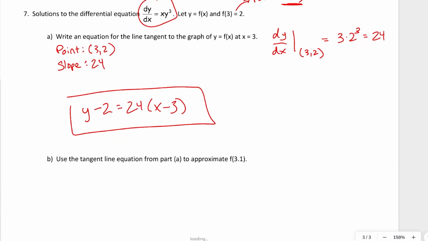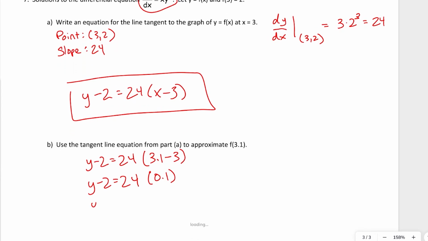B says use the tangent line equation from part A to approximate f of 3.1. So we'll plug in 3.1 into x. 3.1 minus 3 is going to be 0.1. 1/10 of 24 is 2.4. If I add 2 to both sides, I'm going to get y equals 4.4. So we'll say that f of 3.1 is approximately 4.4.